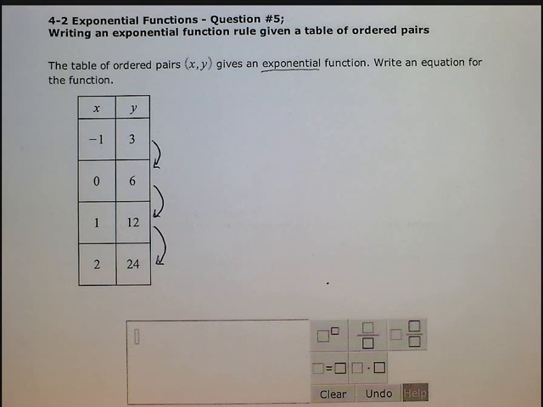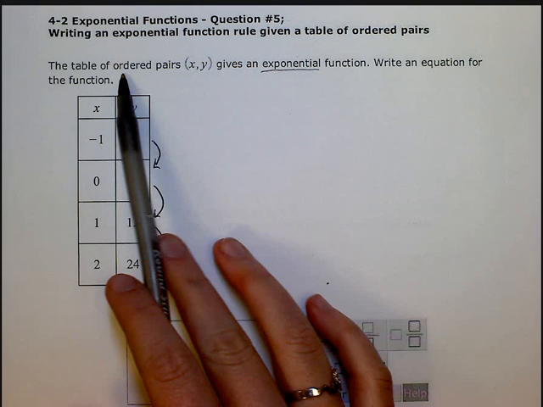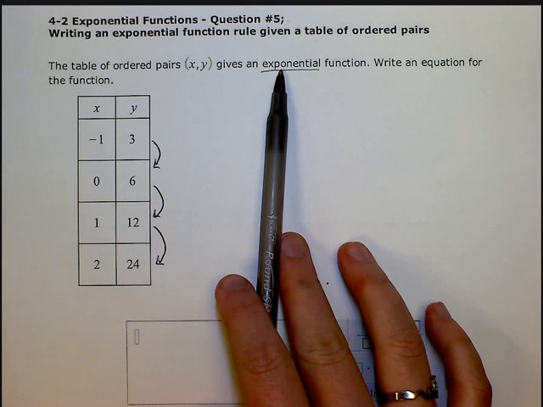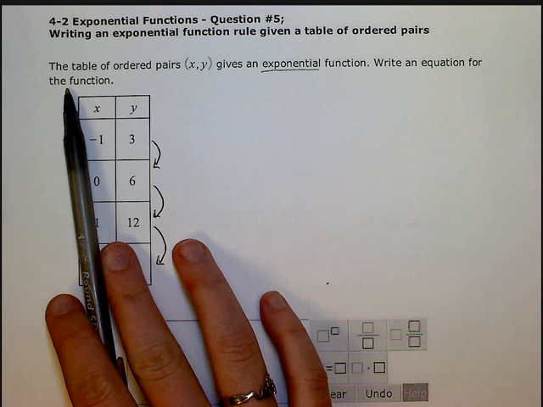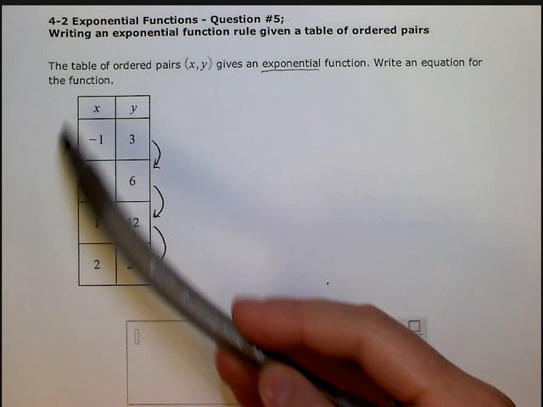Writing an exponential function rule given a table of ordered pairs. The table of ordered pairs x, y gives an exponential function. Write an equation for the function. So here's our table of our ordered pairs.